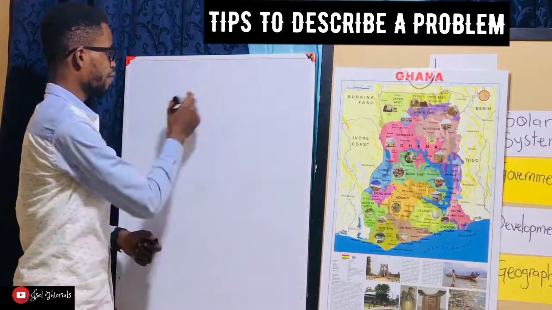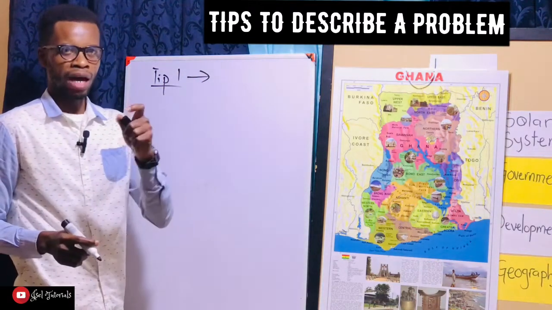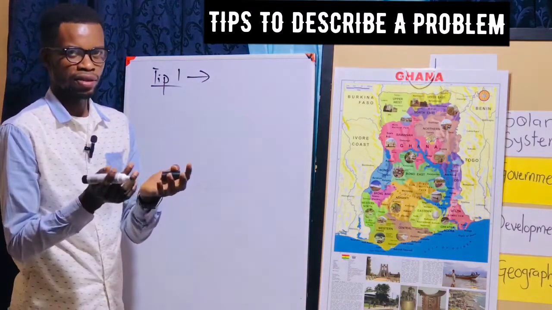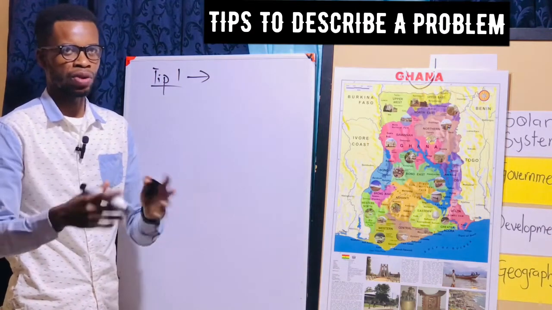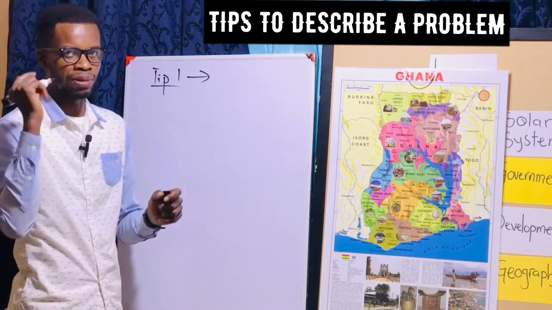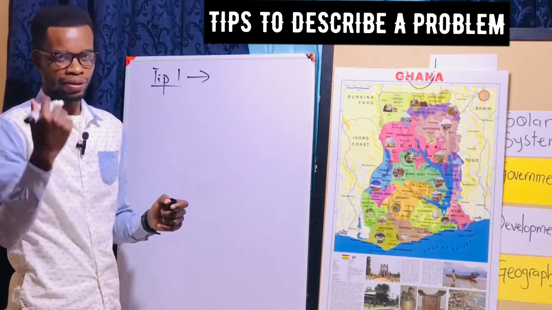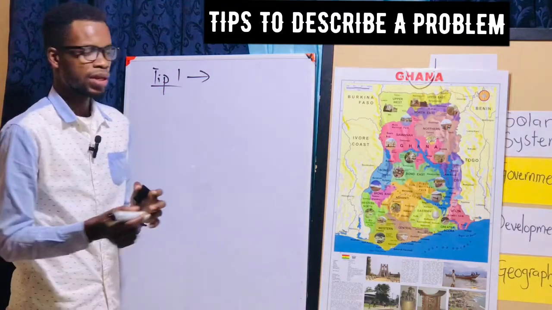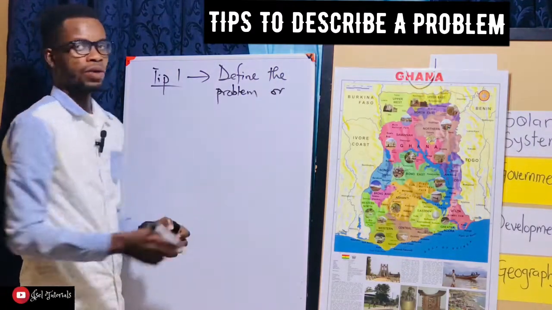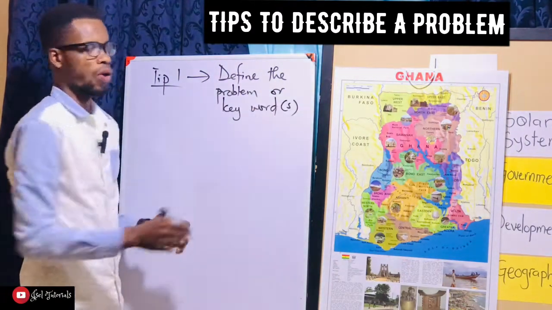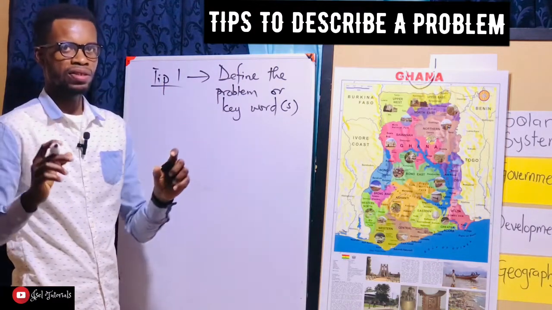My tip number 1 is that if you pick the problem, have an idea about what it is. Perhaps if there is a keyword in it, try as much as possible to define it or explain it. But it should be brief. Remember, you are dealing with time. And the point you are explaining will earn you 3 marks or 4 marks. So tip number 1, define the problem or the keyword or words. You can do that in just one statement.